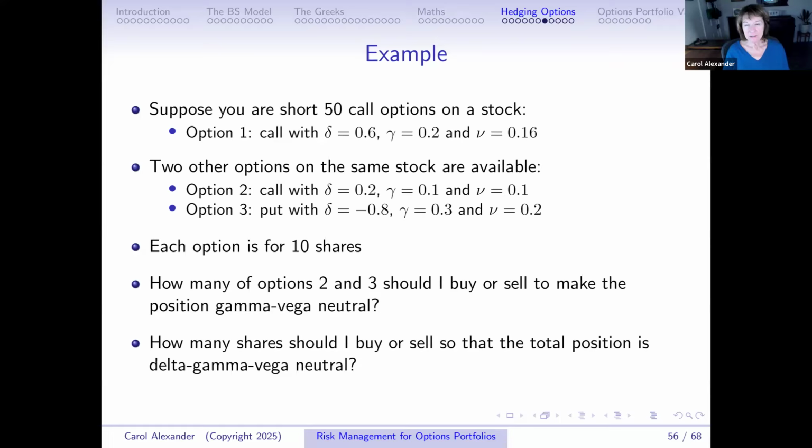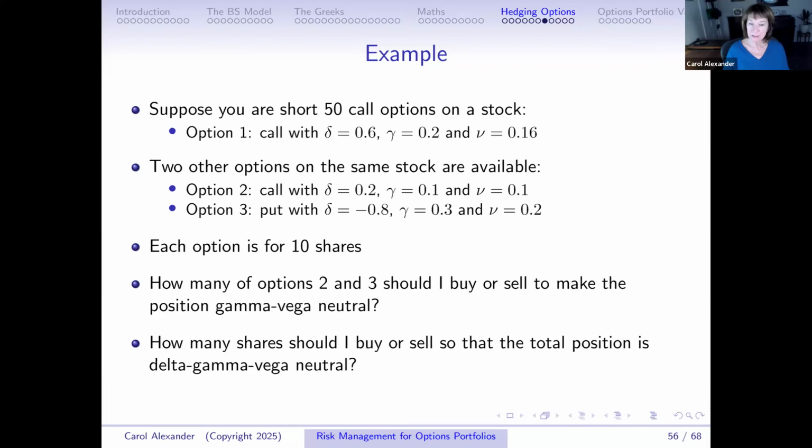Two other options on the same stock are available. There's a call with delta equals 0.2, gamma equals 0.1, and vega equals 0.1, and a put with delta equals minus 0.8, gamma equals 0.3, and vega equals 0.2. And each option is for 10 shares, as we had before. How many of options 2 and 3 should I buy or sell to make the position gamma vega neutral? And then how many underlying shares of the stock should I buy or sell so that the total position is delta gamma vega neutral? That's the question.